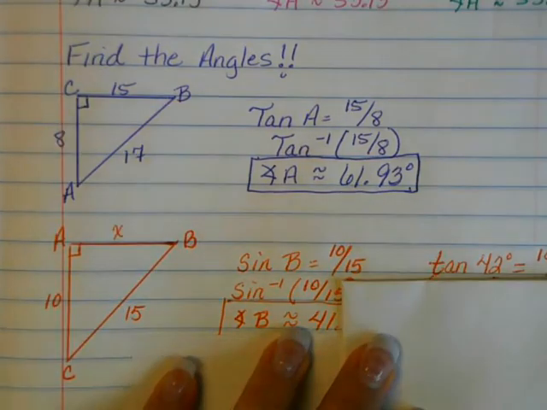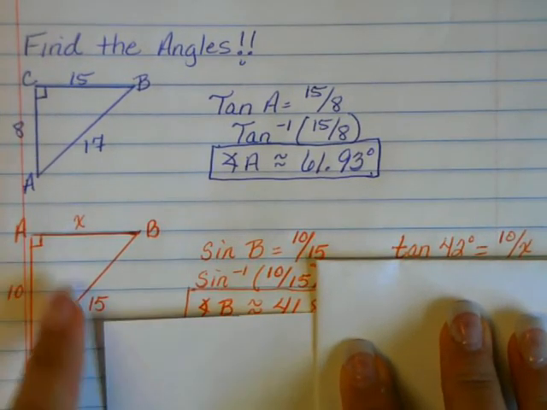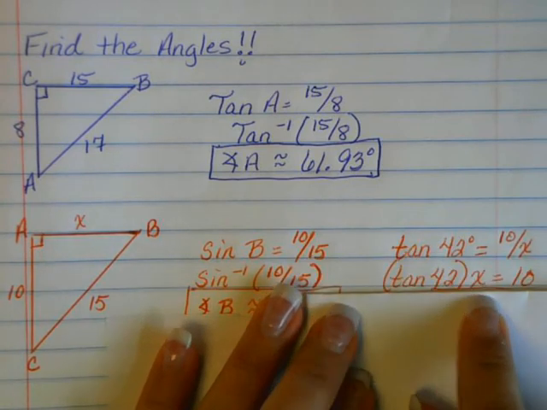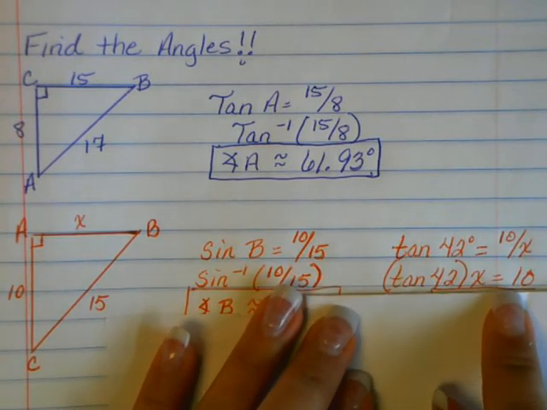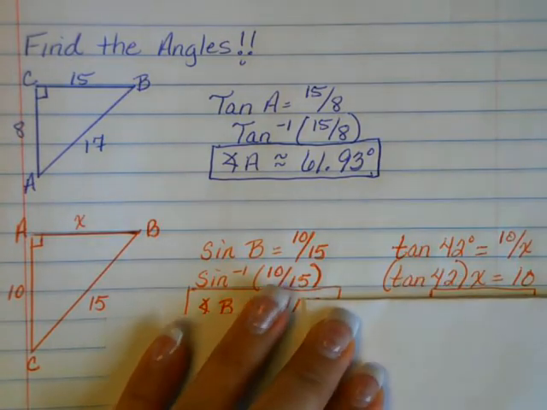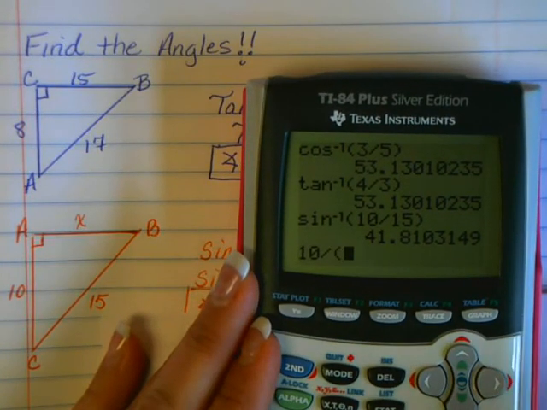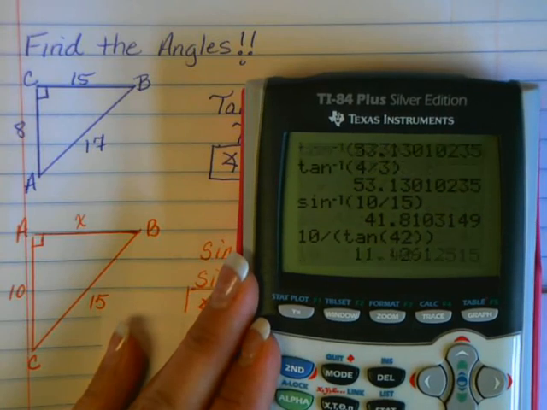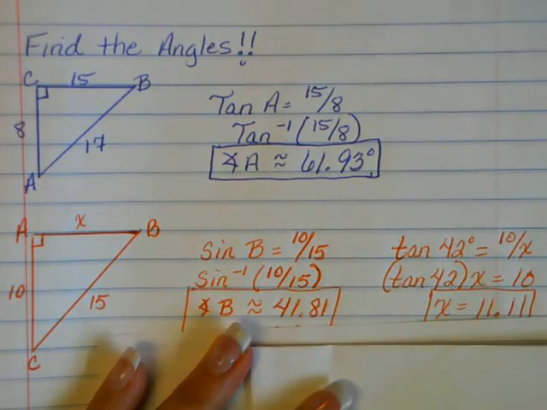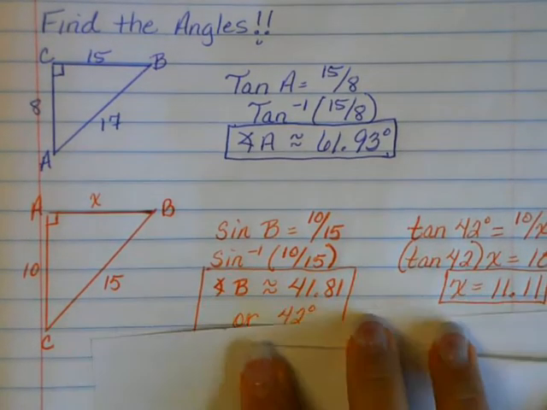This is just like a regular algebra problem now. We had tangent of 42 degrees equals opposite over adjacent. We're going to multiply tangent of 42 times x equals 10. And remember, the calculator treats this as one number, so it's going to be 10 divided by tangent of 42. Let me show you what I mean: 10 divided by, parentheses, tangent 42, equals 11.106, or about 11.11, and that is what we get for x on that one.